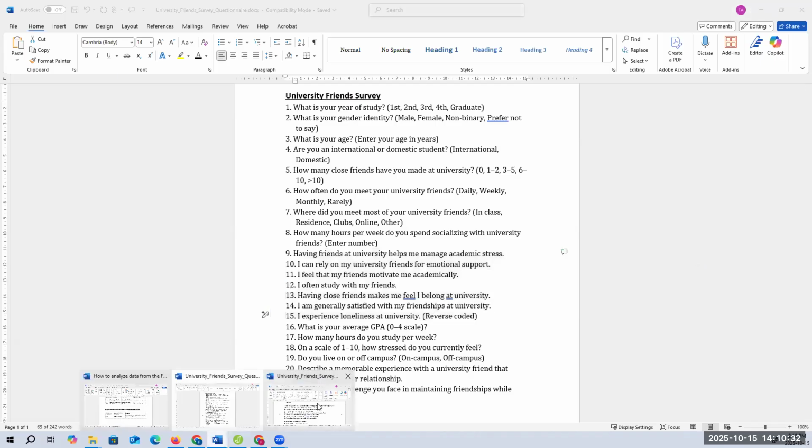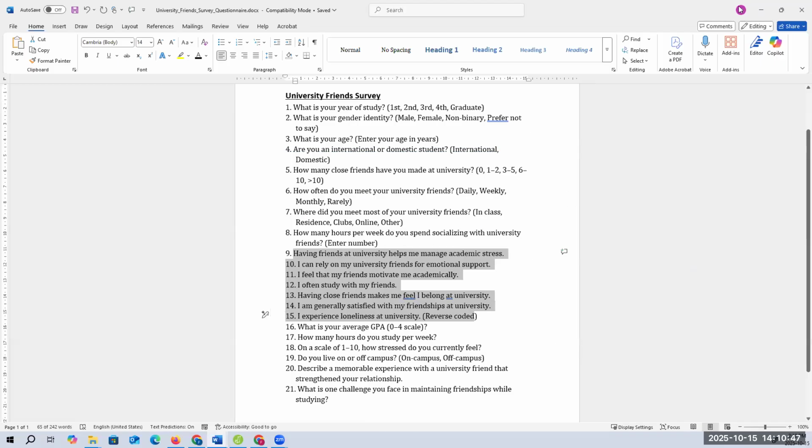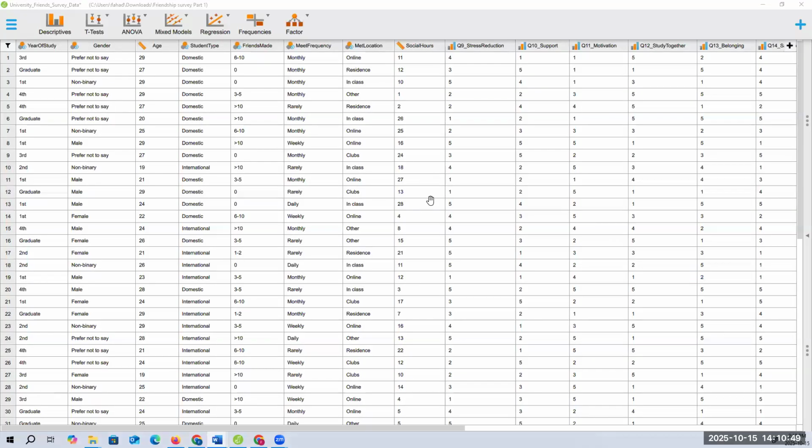This is better if I look at this one. Friendship and well-being, right? So do these items all relate to this concept of friendship and well-being? If they all relate to each other, if the reliability is the same, then it must be measuring that. So let's do a reliability analysis. So how would we do that? We would go to reliability analysis.